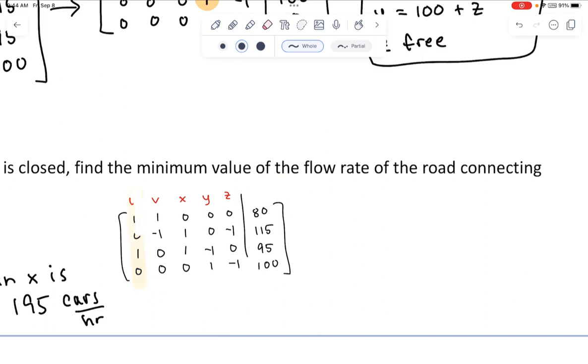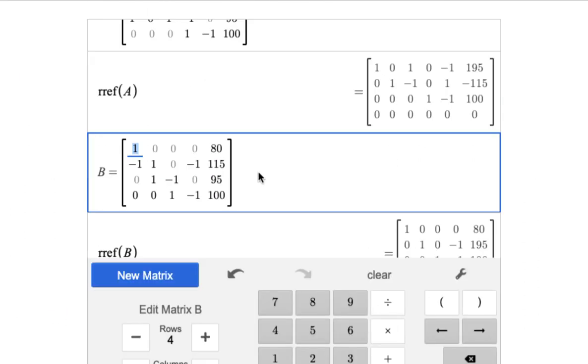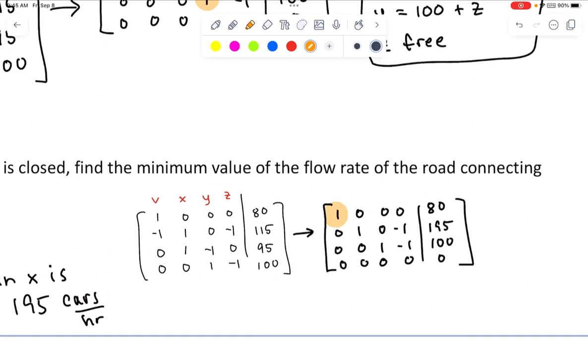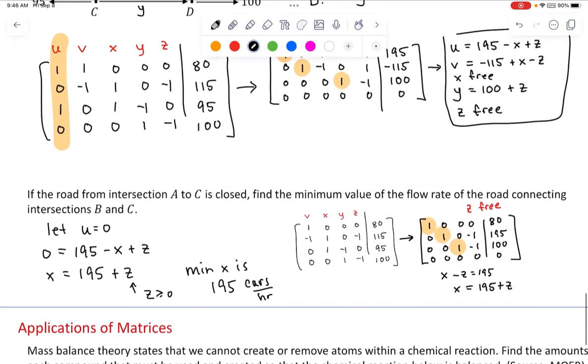I'm going to get rid of that first column and then use technology to put this matrix into reduced row echelon form. This is the matrix we're calling matrix B in my work, and putting matrix B into reduced row echelon form, we get the following result, which I'll copy over to my work. So our pivot positions are here, here, and here, which means that z is a free variable. And translating the second row into an equation would read x minus z equals 195, which suggests that x has to be equal to 195 plus z. And notice that gives us the same result that we got over here.